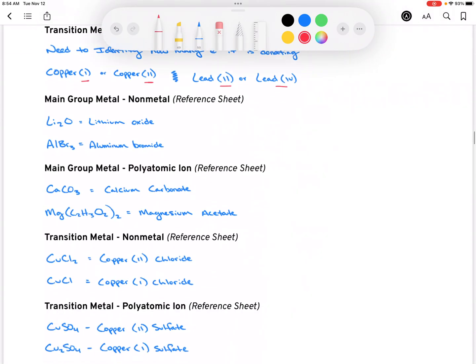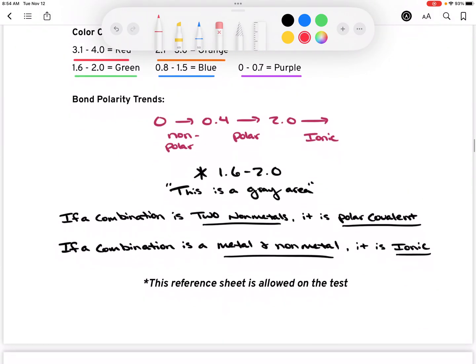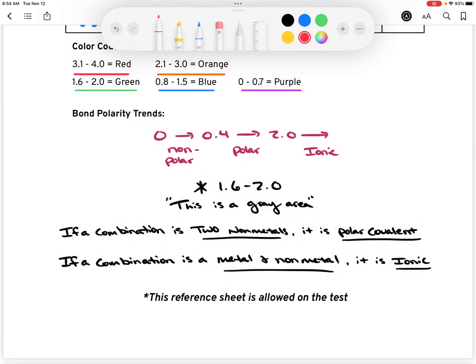Now, if I come to the bottom down here, there's a reference sheet, and I would like you to put this into that reference sheet. And this is the trends. If we do the difference, if we subtract them, if it's between 0 and 0.4, it's nonpolar. If it's between 0.4 and 2, it's polar. And if it's over 2, it's ionic.